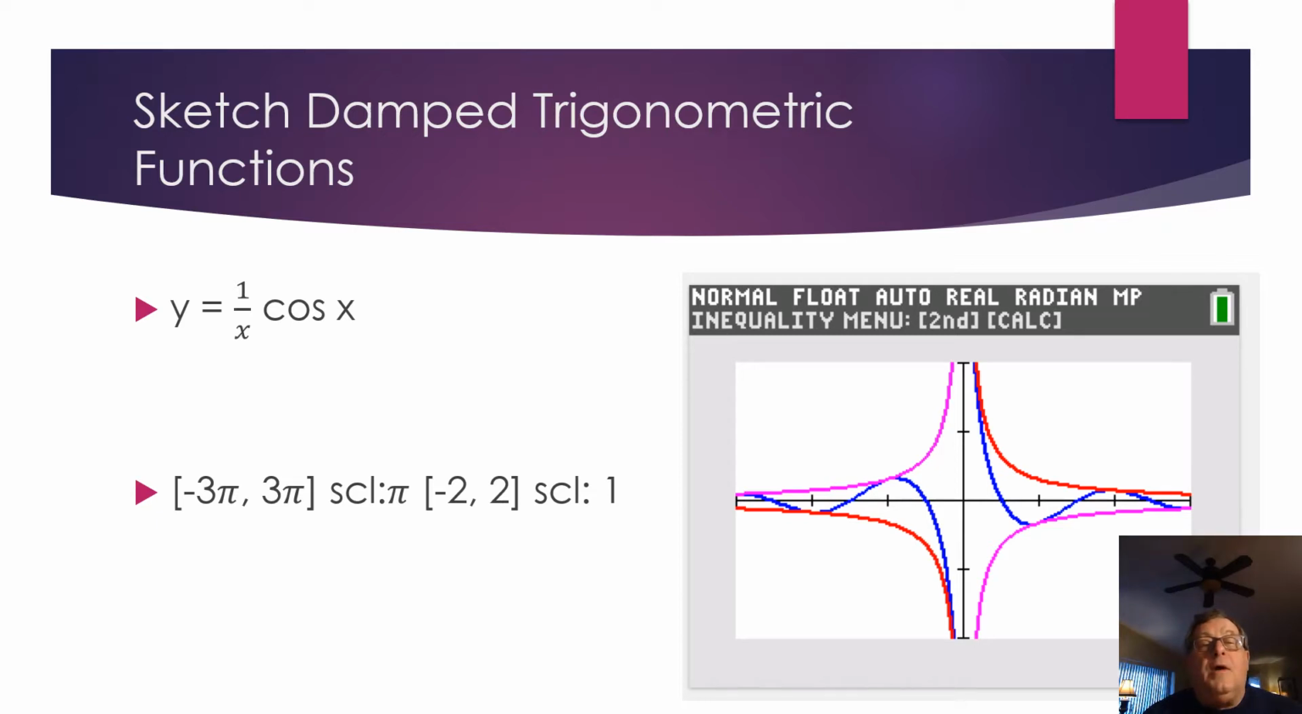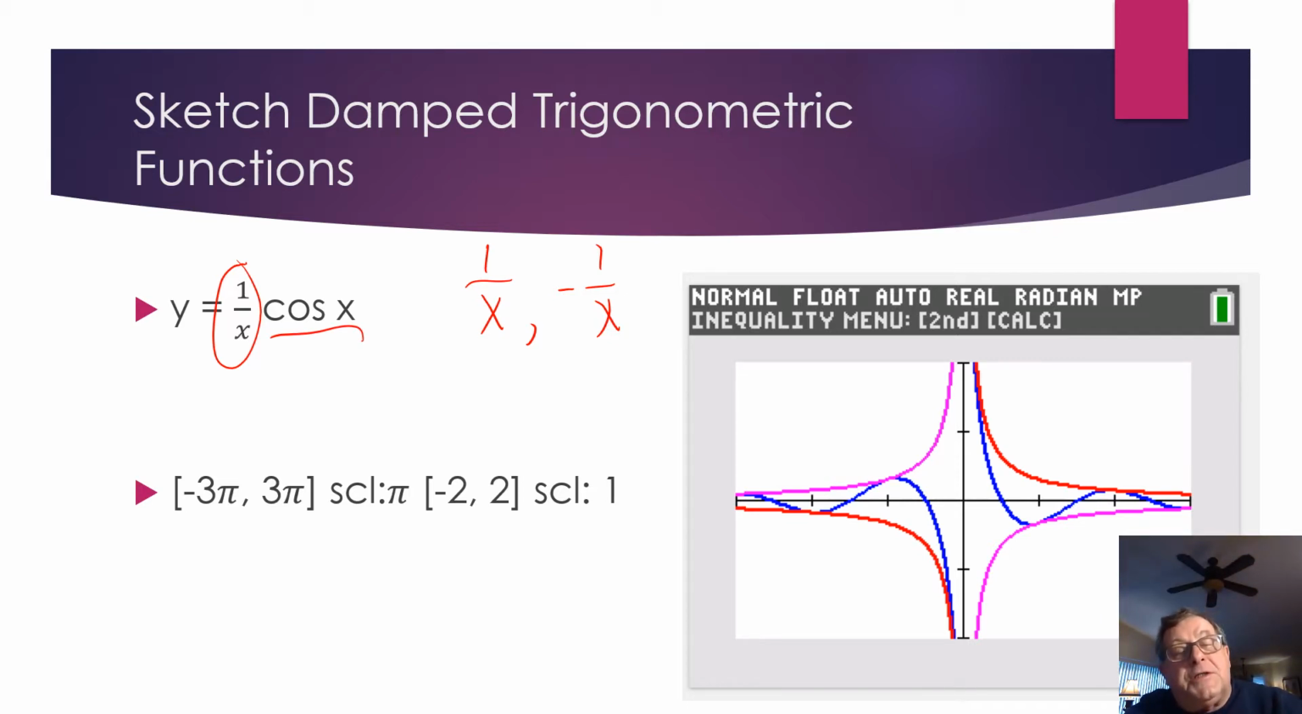All right, so here we go. We're looking at another damped function. Our damping factor this time is the reciprocal function, 1 over x. And we're also going to graph the negative 1 over x. So we can see our damping effect on this sinusoidal function of the cosine of x.